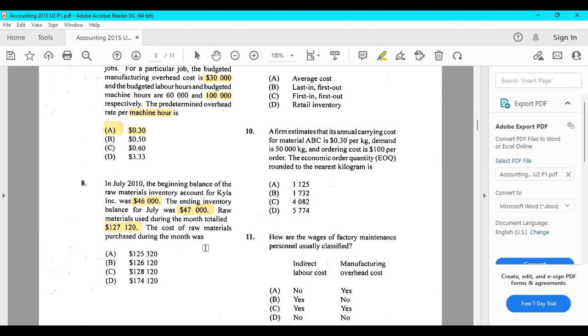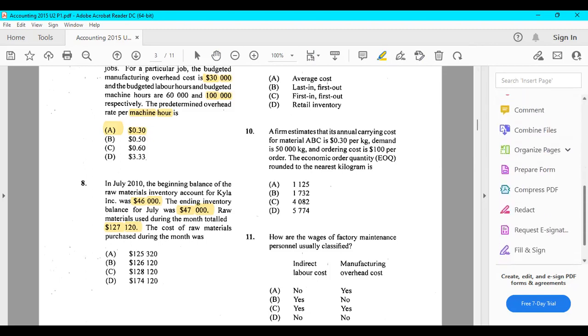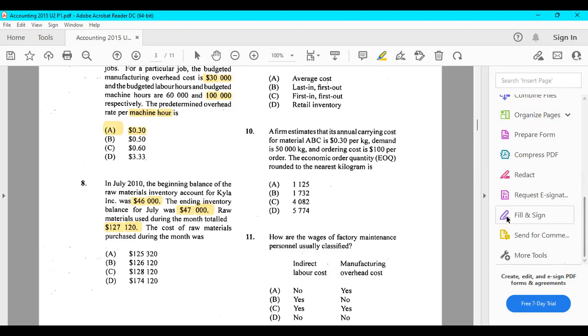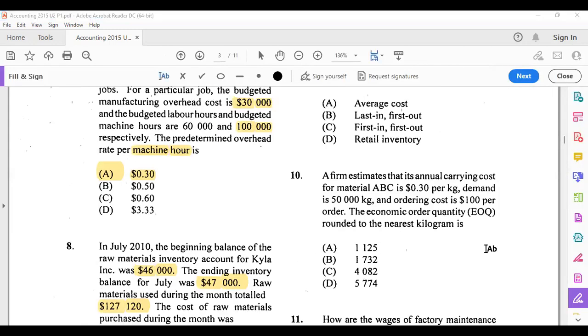So you're supposed to know that your beginning materials inventory plus purchases of materials, which will give you your materials available for use, minus ending materials gives you your materials used. So this is just a word question: fill out what you have and work from there, like some algebra. So I like to use my schedule.